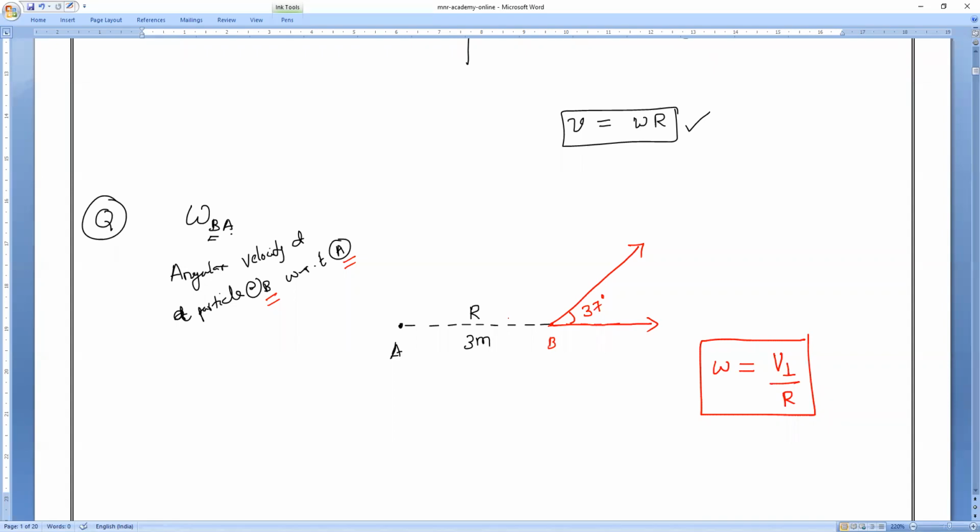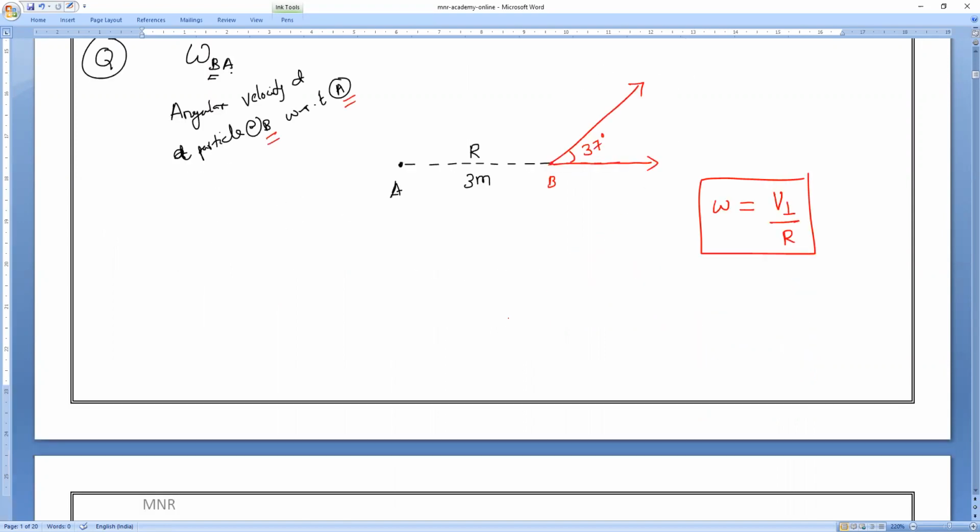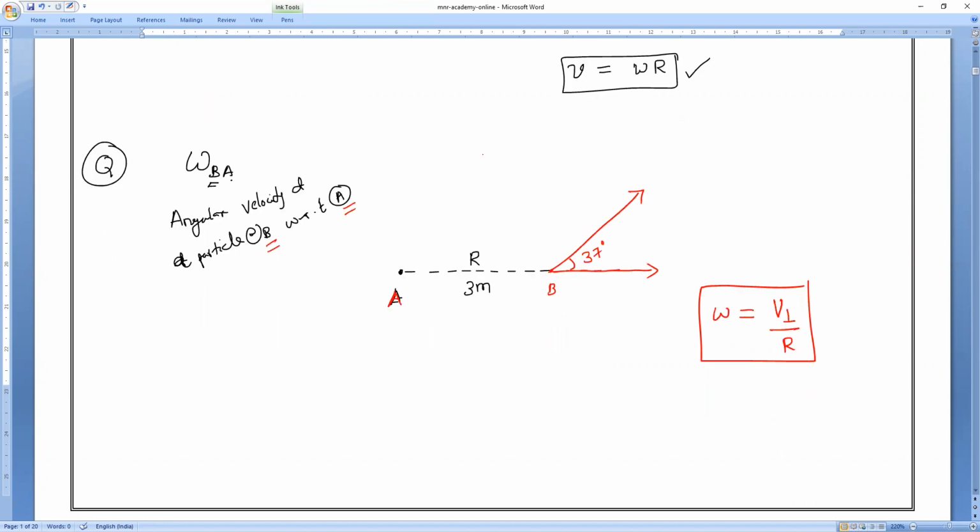So now observe very carefully. We are going to continue from here. If you apply this formula, omega is equal to V perpendicular divided by R. Now V perpendicular with respect to A. So with respect to A, what is the perpendicular? Is it this perpendicular? With respect to A, perpendicular means here it will come. Am I right or wrong, everybody?